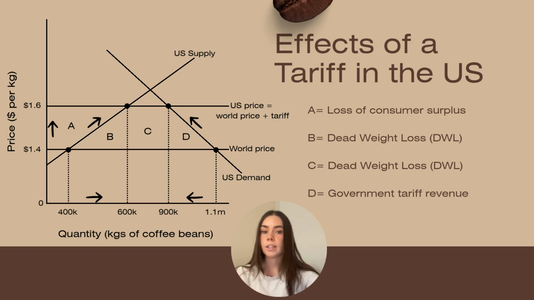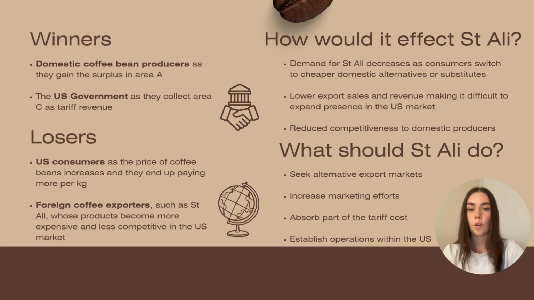Area A shows the increase in producer surplus due to the higher price, while Area C is the revenue the government will receive due to the tariff. Areas B and D represent dead weight loss. So, who wins and loses in this situation? Firstly, we'll look at the winners.